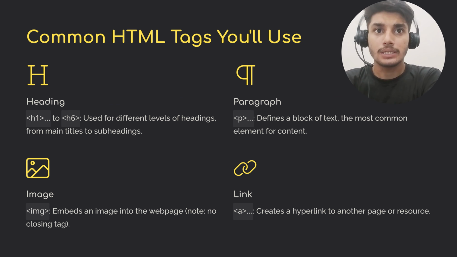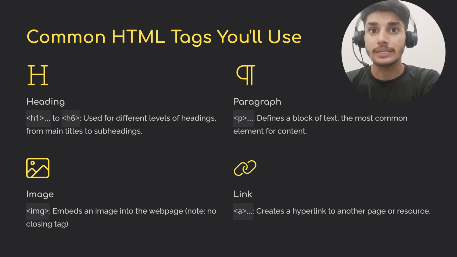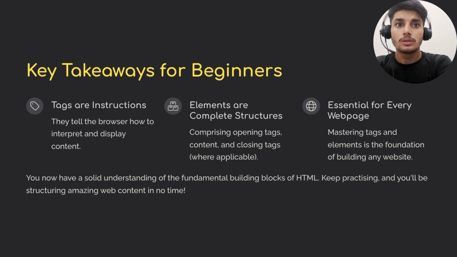Some popular tags are <h1> for headings, <p> for paragraphs, <img> for images, and <a> for links. Once you know these, you can start creating simple pages. So, tags are the instructions, and elements are the complete package. Mastering them is your first step toward building a real website.